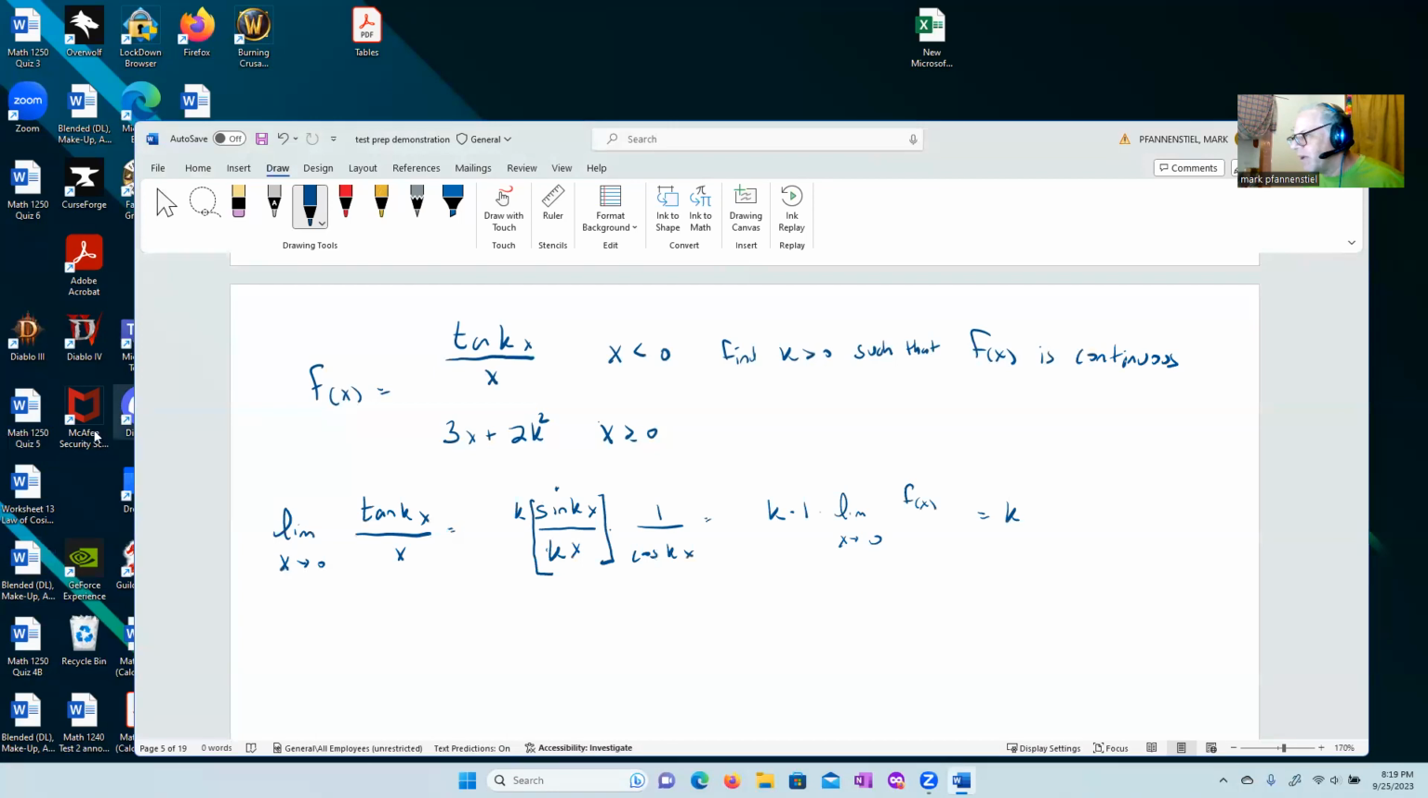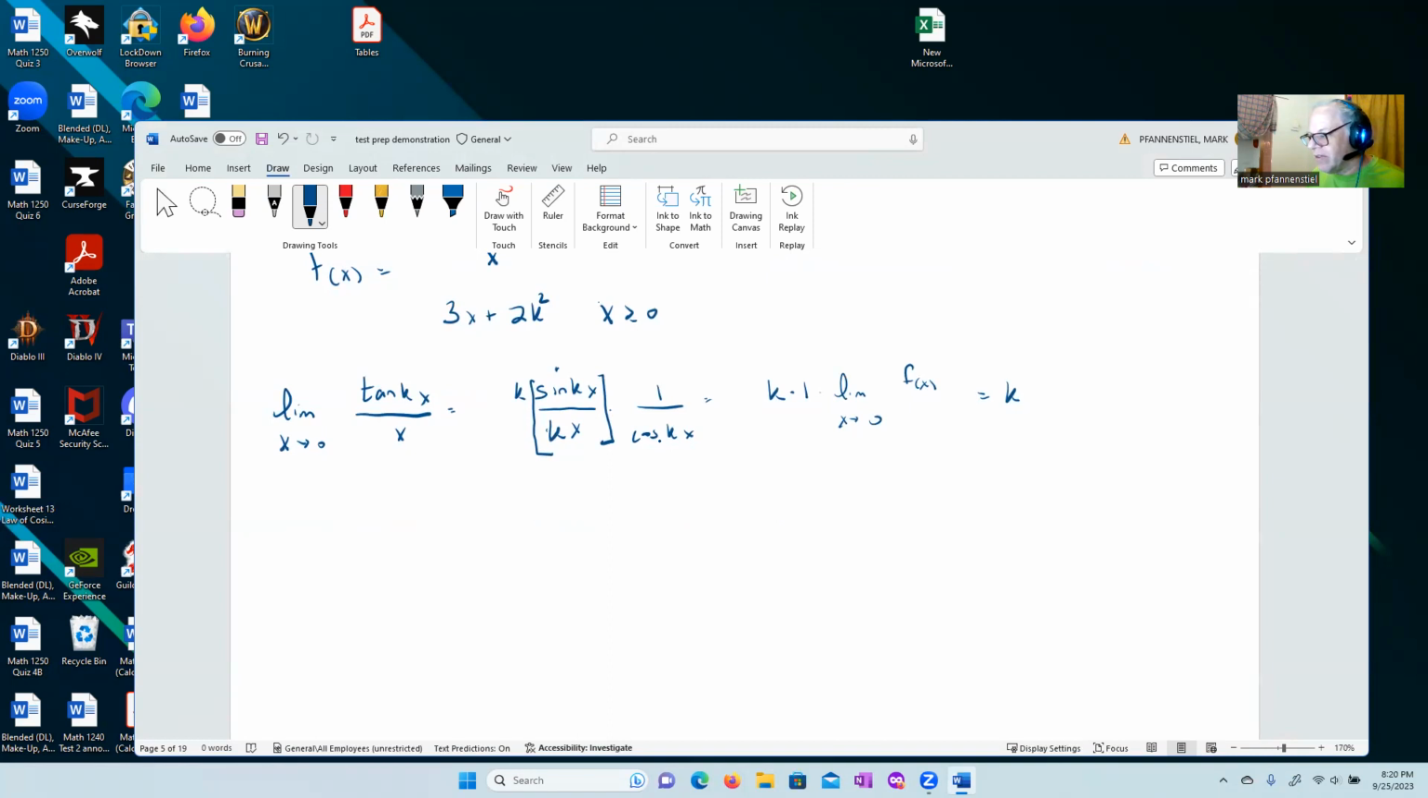And now we have to look at what's going on with the right. x is a little bit bigger than 0 now. So let's take a look at that. We have the limit as x approaches 0 from the top. So we have 3 times 0, just direct substitution, plus 2k squared. What would we like that to be equal to? Well, we'd like them to match up, so we'd like this to be k. 3 times 0, that's 0. So we have 2k squared equals k, and we just have to solve that.